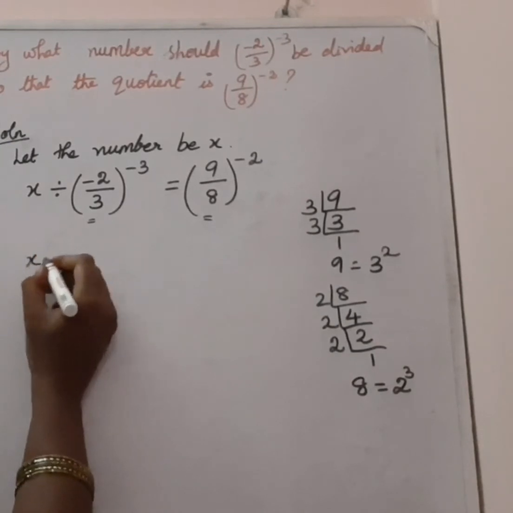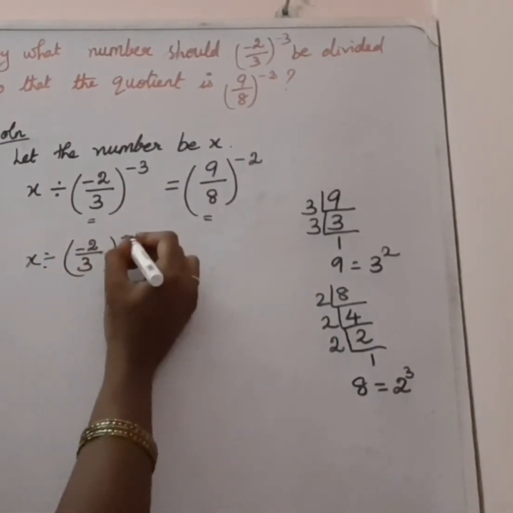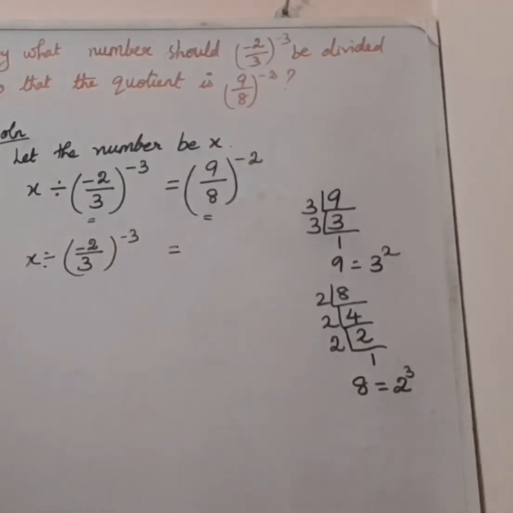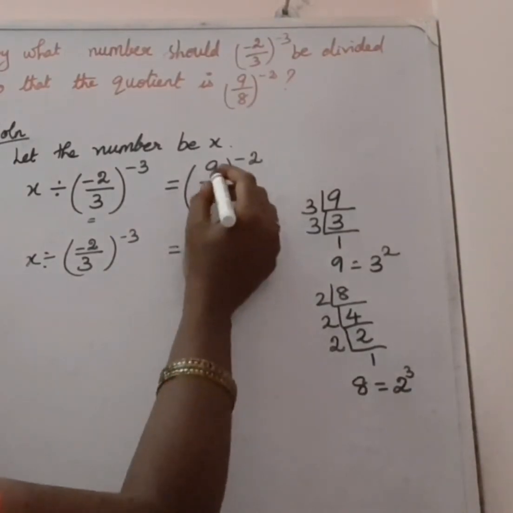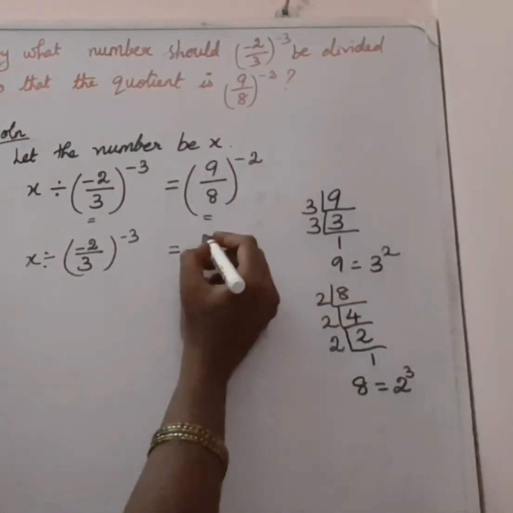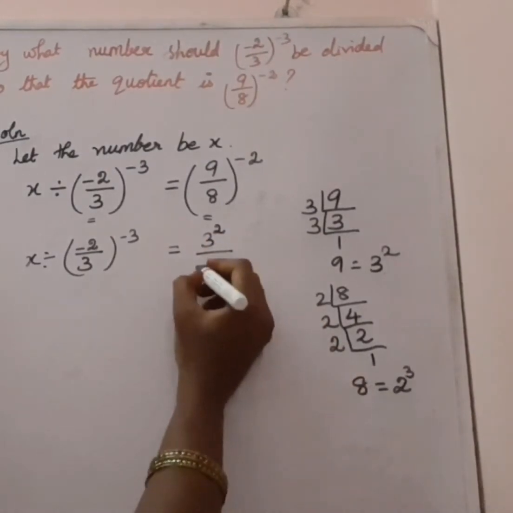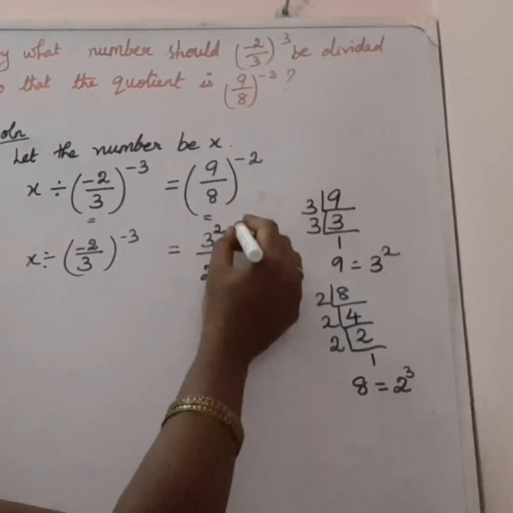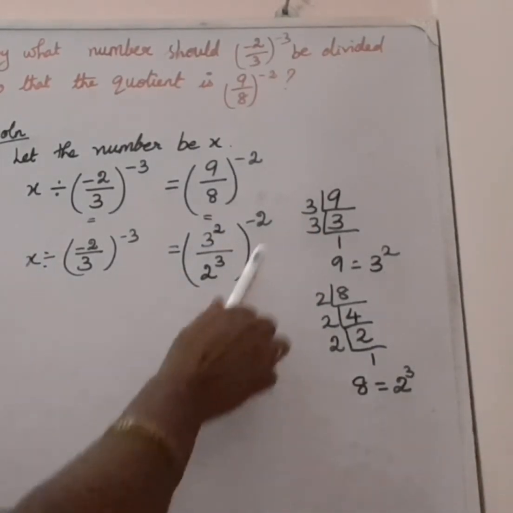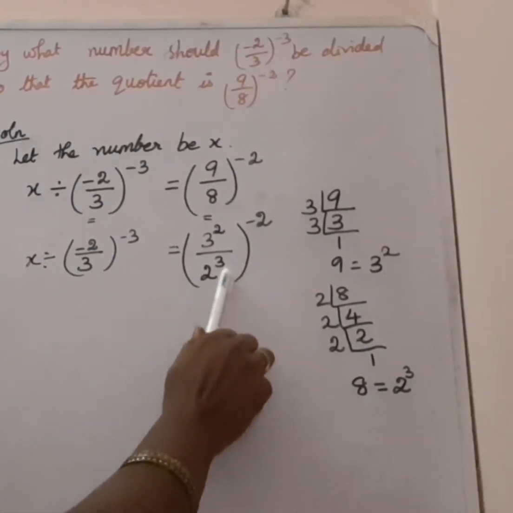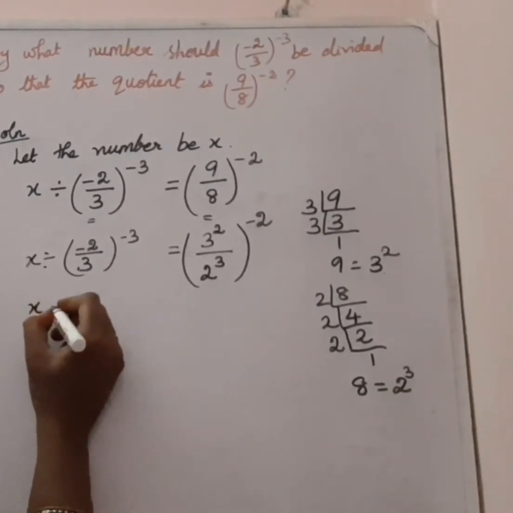Now, (x divided by minus 2 by 3) the whole power minus 3 is equal to, now change those numbers. Instead of 9, what number do we want to write? 3 power 2. Instead of 8, very good, 2 power 3, the whole power minus 2. This minus 2 is common for both the numerator and denominator. So now the next step, we want to split that one.